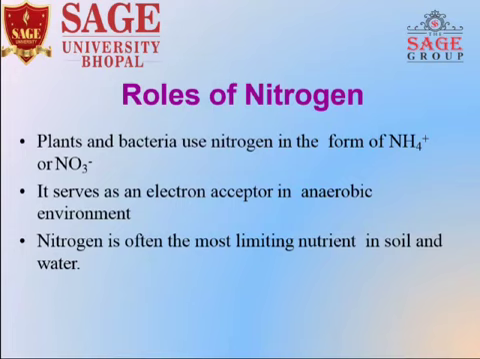Role of nitrogen. Plants and bacteria use nitrogen in the form of NH4+ or NO3-. It serves as an electron acceptor in anaerobic environments. And last, nitrogen is often the most limiting nutrient in soil and water. So the role of nitrogen is: plants and bacteria use it, it serves as an electron acceptor in anaerobic environments, and it is often the most limiting nutrient in soil and water.